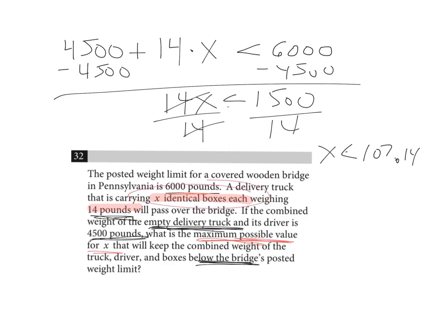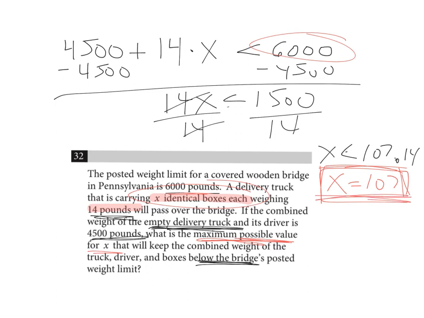Well, X stands for the boxes. You can't have 0.1 of a box. So X is less than 107.14. So it looks like here it could carry 107 boxes and still be under the weight. When you get to that 108th box, that makes the weight go over 6,000. So here, our answer is 107.